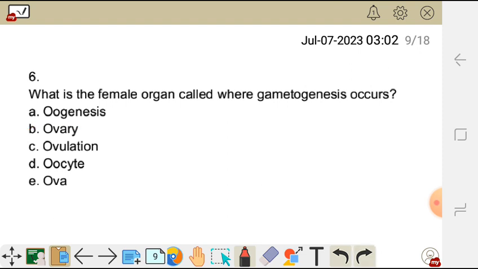A. Oogenesis. B. Ovary. C. Ovulation. D. Oocyte. E. Ova. So what is the organ which is involved in gametogenesis called? The organ is the ovary. In females, the ovary is the organ involved in the process of gametogenesis. Question 6, the correct answer is B.